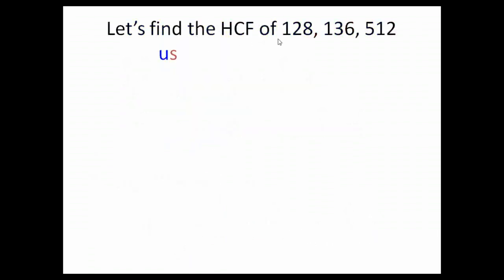Now let's find the HCF of 128, 136, 512 using the division method. So here you have to take the smallest number to be the divisor and the second largest number you can take as the dividend. So here 128 is the smallest number, so I am taking it as a divisor and then 136 as the dividend. Let's try to divide 136.